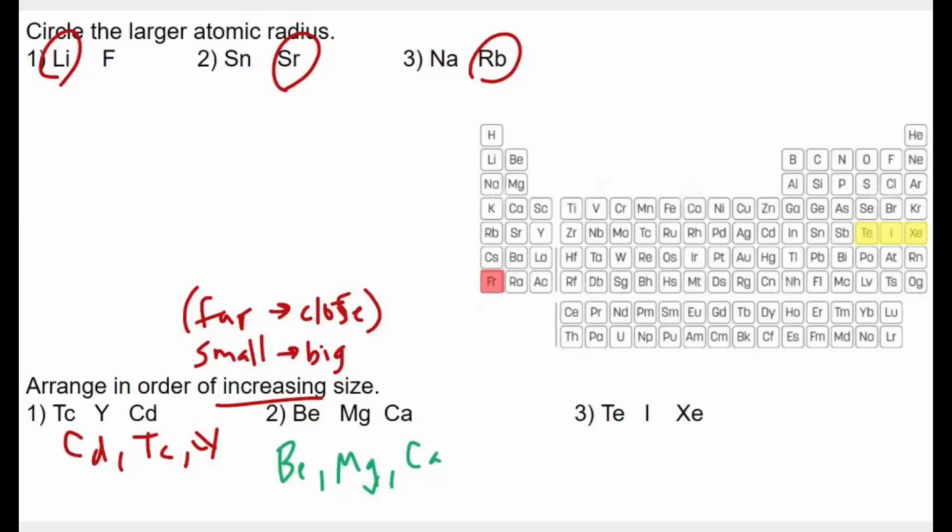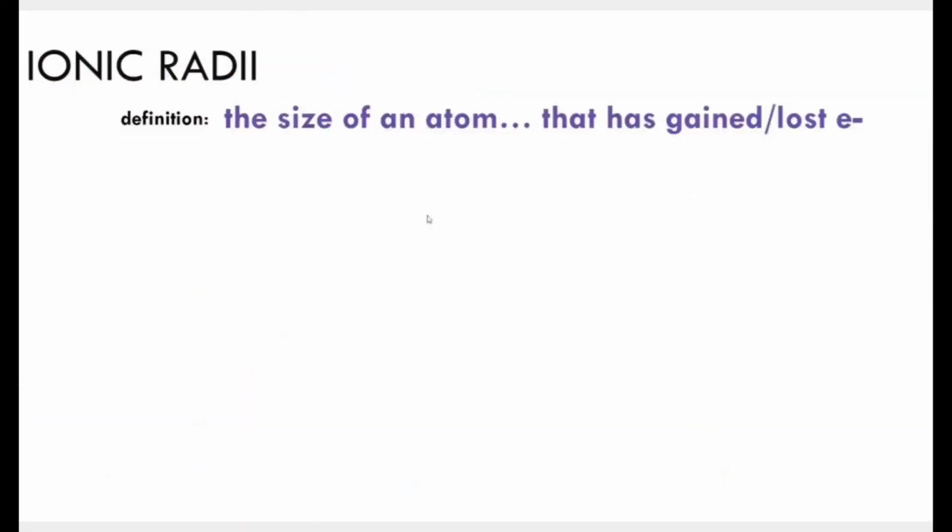But if we look at the elements in that next set, they're also pretty close together, just on that opposite side of the periodic table. Still doing small to big, increasing size, so we're going to write them in the farthest to the closest order, which means Xe, I, and Te. So hopefully you see that 99%, the bulk of what we're doing this unit, really is just that simple.